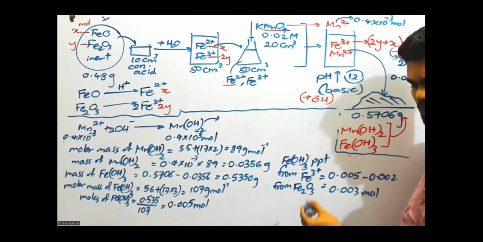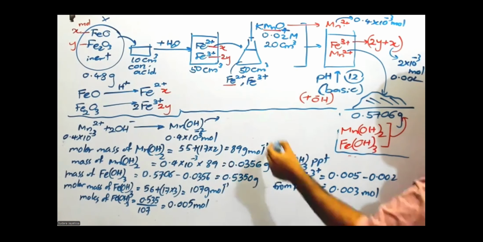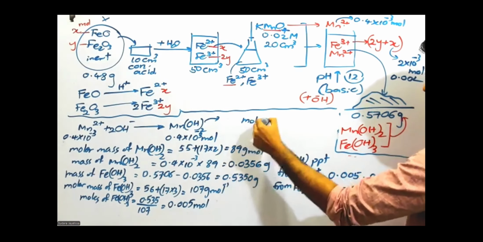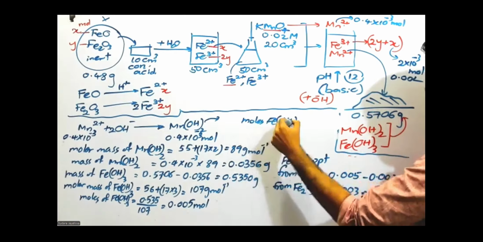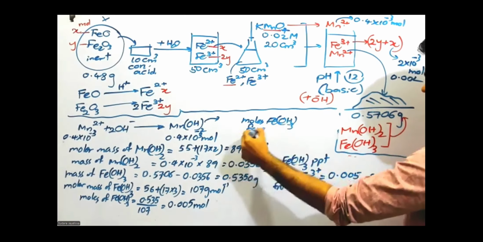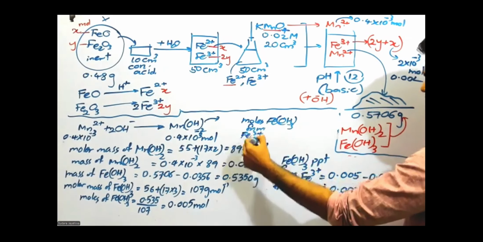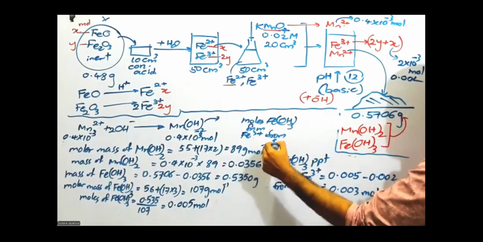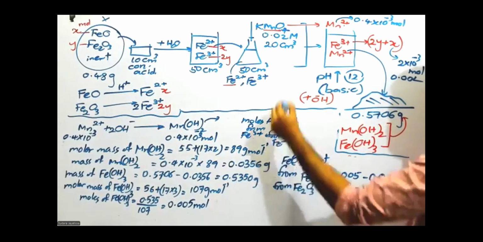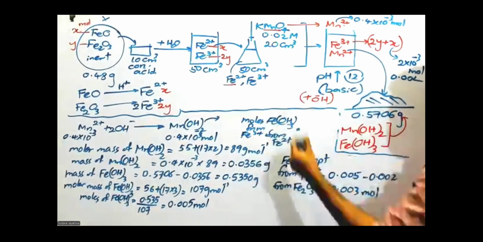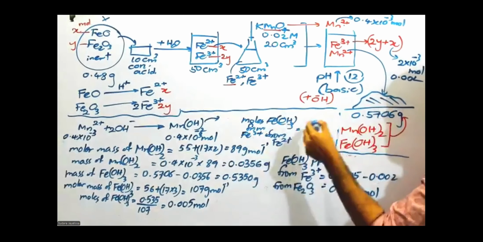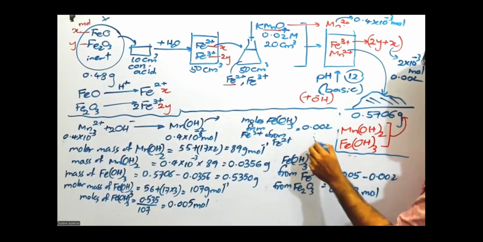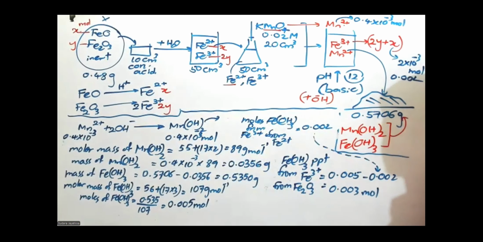I think adding one more statement is better. So you can write moles of Fe(OH)3 from Fe3+ from Fe2+. That earlier Fe2+ was also converted to Fe3+. You have to acknowledge that one here. So 0.002, that 0.002 is subtracted here.